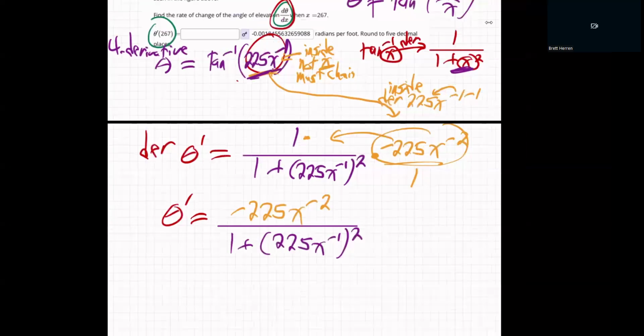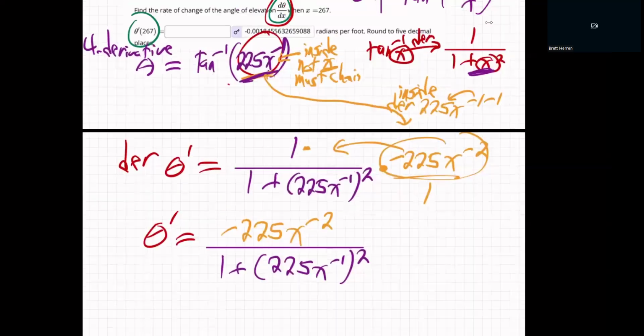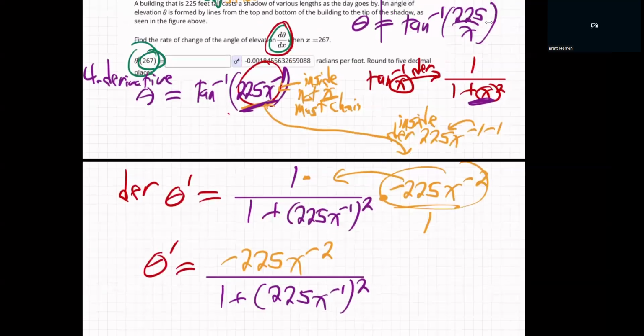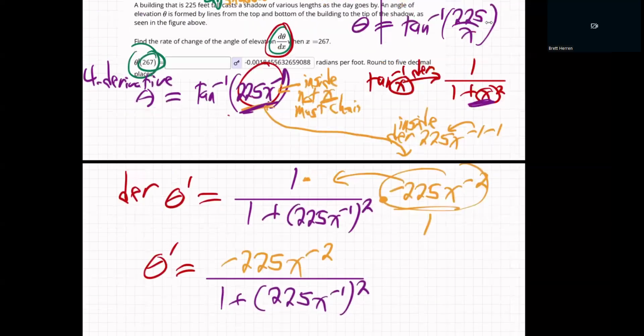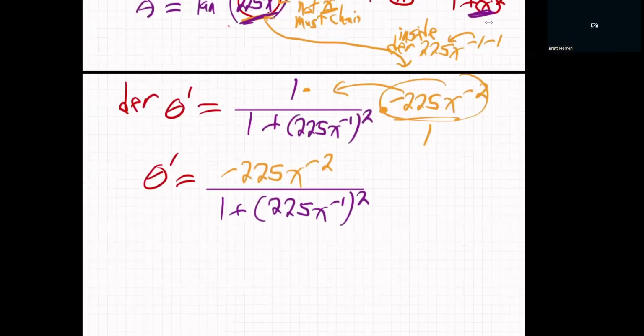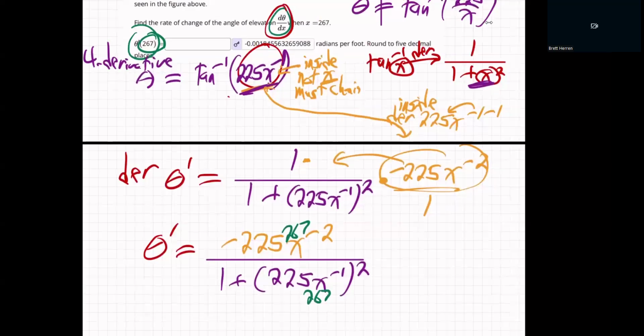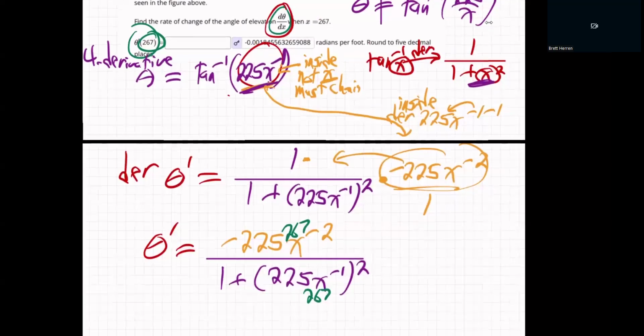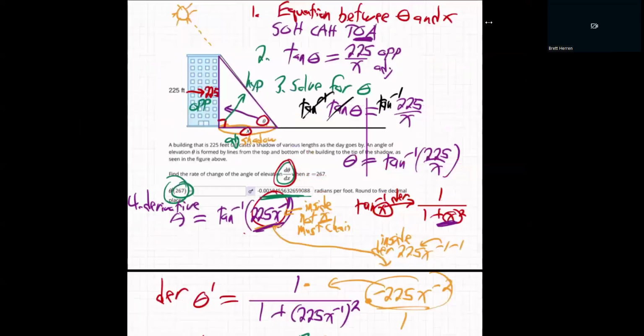So there's the derivative. Now, last step, they say, now that you got that, take 267 and pop it in. So I'm going to put in 267, and hit the buttons on Desmos, and you'll get your answer, which they have right there. And so there we go. That one's not an easy one.